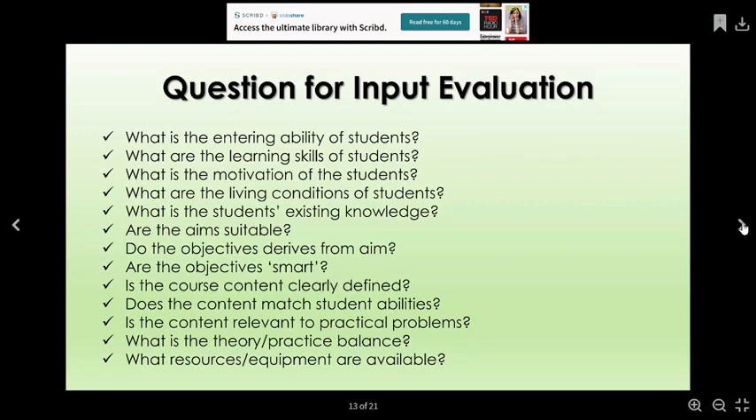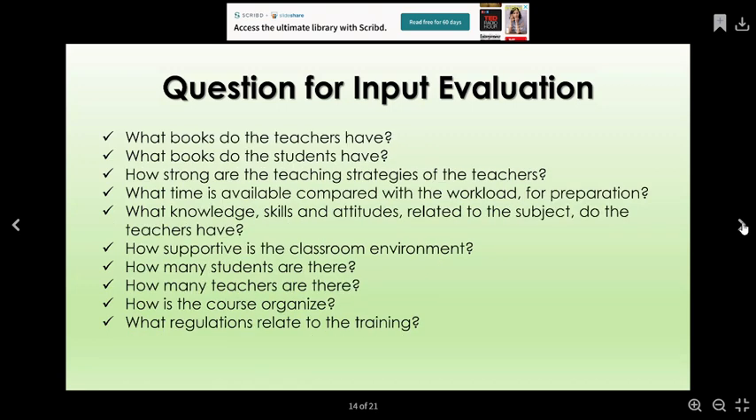The questions for the input evaluation are: what is the enduring ability of the students? What are their learning skills? What is their motivation level? What is their existing knowledge? Are the aims and objectives suitable, and are the objectives SMART? Is the course clearly defined, and is the content relevant to practical problems? Is there a balance between theory and practice, and what resources, equipment and infrastructure are available for this course?